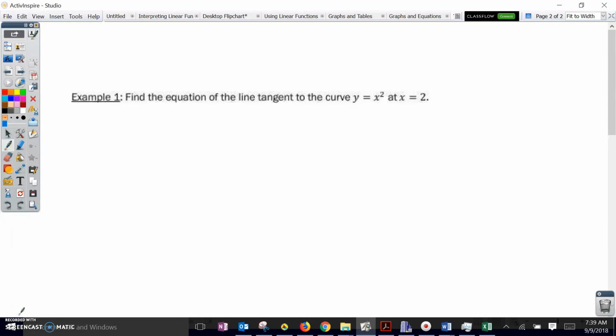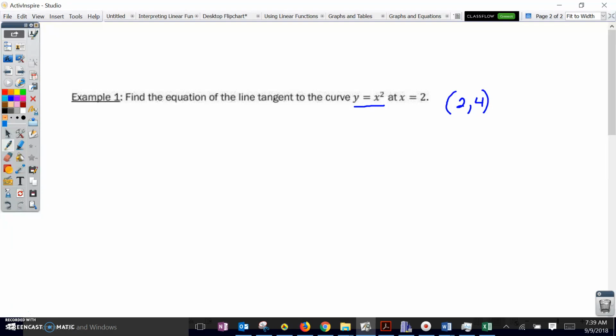So, in example 1 here, we're supposed to find the equation of the line tangent to the curve y equals x squared at x equals 2. The first thing I'm going to do is find the point. I'm just going to go ahead and take that x coordinate and substitute it into the original function in order to find the y coordinate of the point. And so y is equal to 2 squared, so y is going to be equal to 4. And that is my point of tangency.